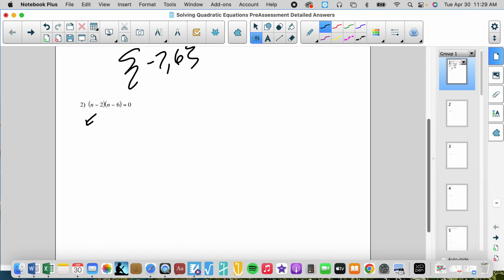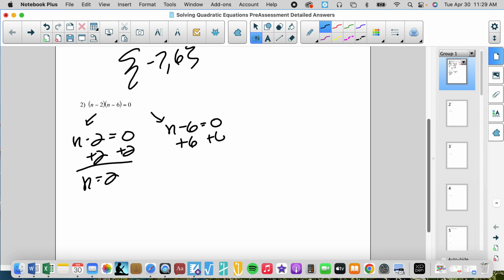Again, n minus 2 equals 0. We'll set the other quantity equal to 0. We'll add 2: n equals 2. We'll add 6: n equals 6. So my solutions are 2 and 6.